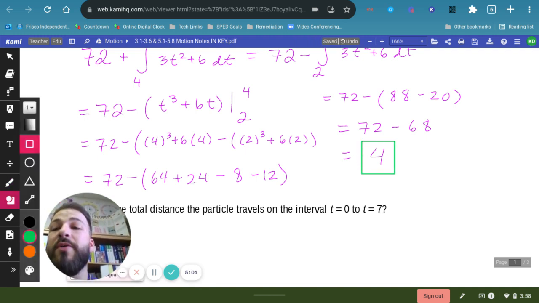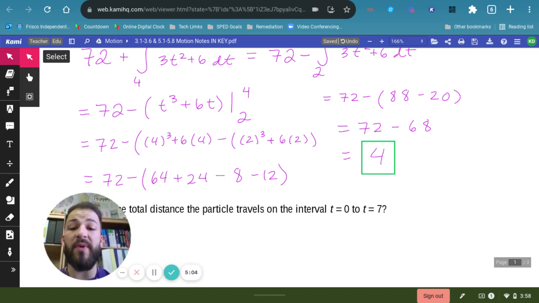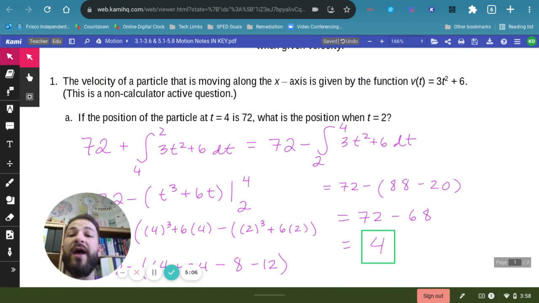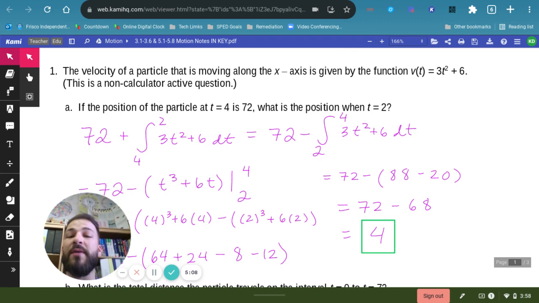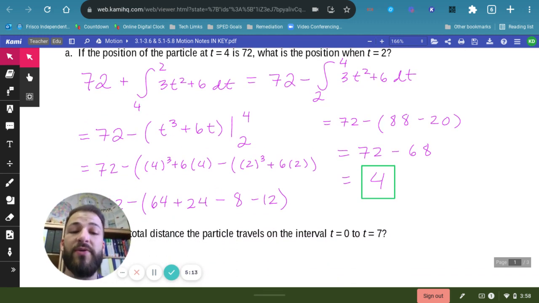Now, I do want to always check whenever I'm working with motion, does my problem involve units? Looking back, we just have velocity of a particle. We have time as 4, 72. So we don't have any units given to us, so we can just leave our answer as 4.